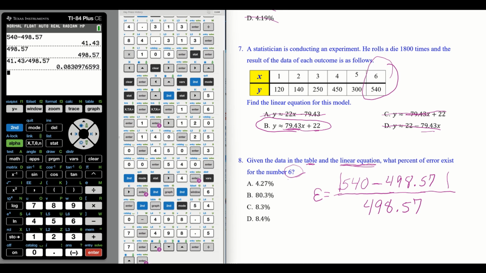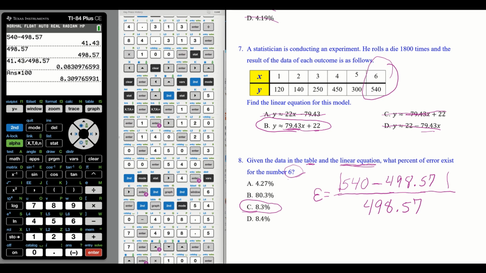Now, do I have something close? Yes. I'm going to multiply times 100 just so I can see it clear. I need 8.3. And there it is. Perfect. Okay, that is the last question in this video. I hope that gave you a little more review on linear regression and looking at an error.